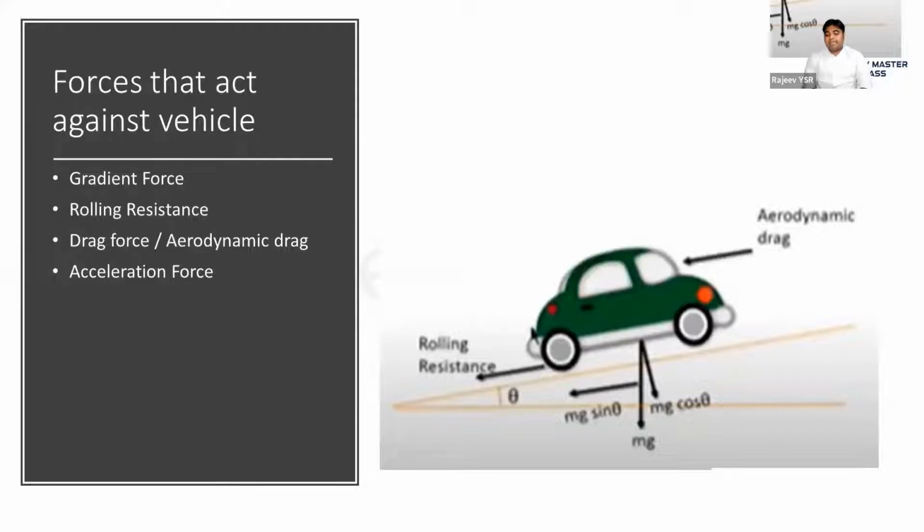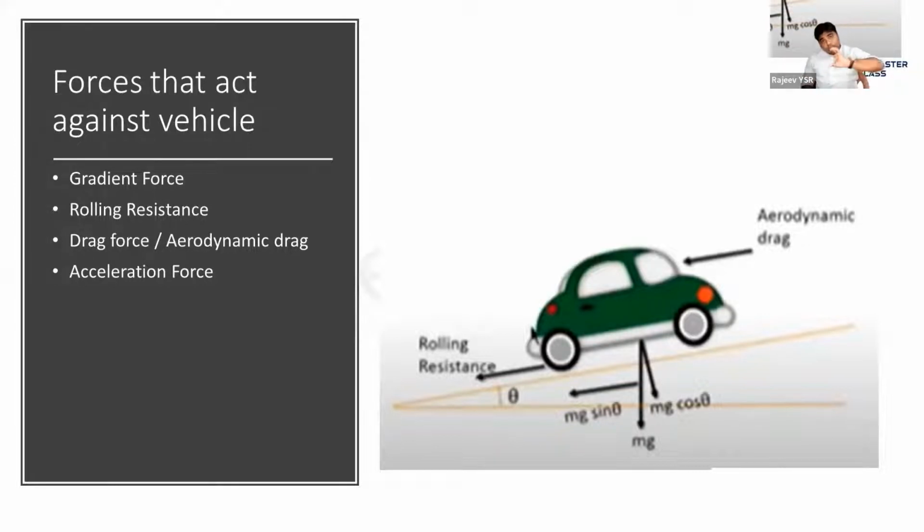Okay. Then we also quickly looked at what are the 3 different forces that act against a vehicle, right? Let us assume that the vehicle is on an inclination of an angle theta. Then we said there are 3 main forces that act against the vehicle. Number 1, the drag force, which you also call the aerodynamic force, that acts against the vehicle.